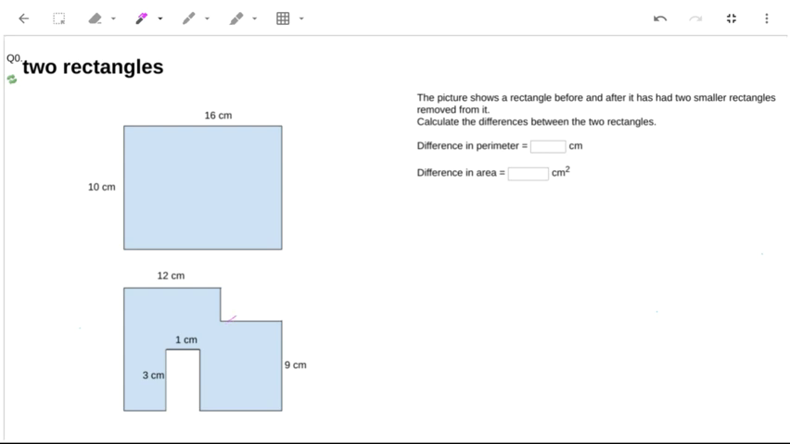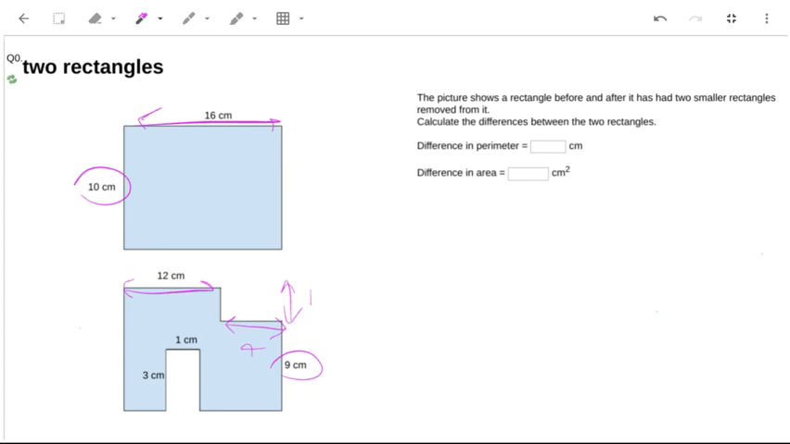We need to know this distance here. And looking at the difference between the two dimensions, the 12 and the 16, that must be 4. And we need this one as well. Comparing the 10 and the 9, that tells us that that distance there is 1.